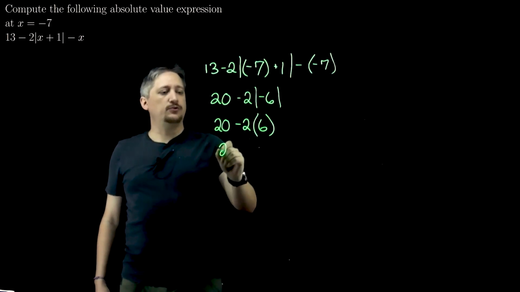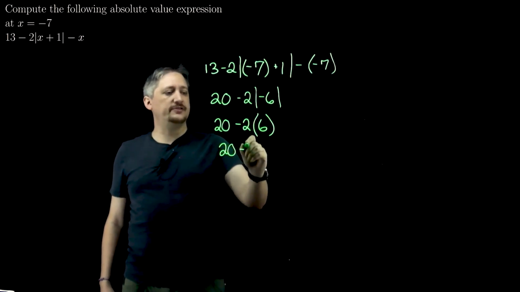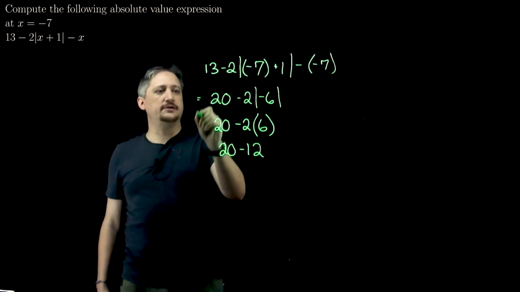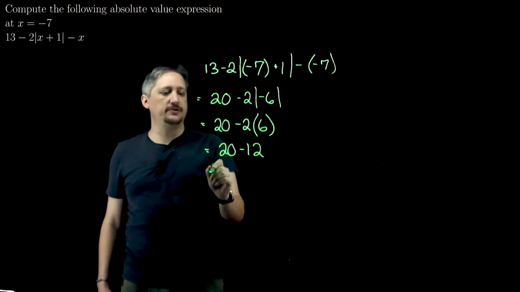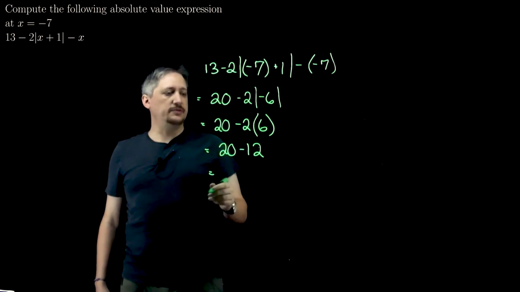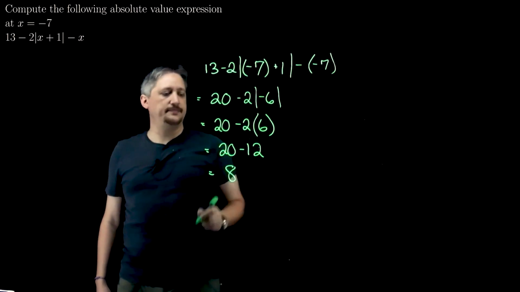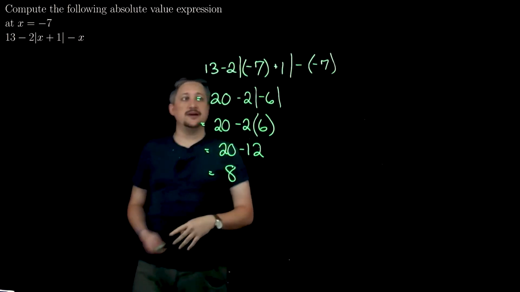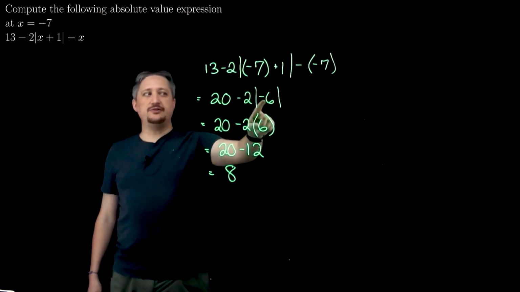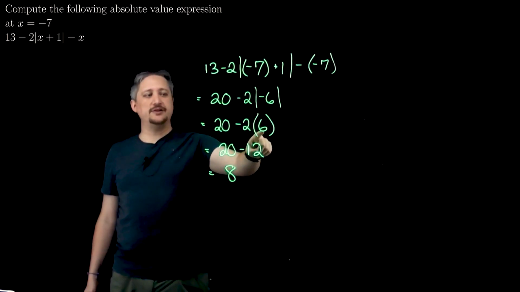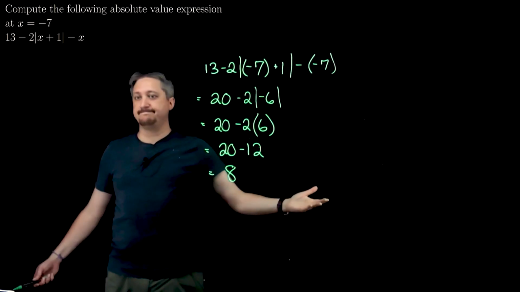So then I have 20 minus 2 times 6, which is 12. To be clear, these are all equal, not that I need to write it. And 20 minus 12 is 8. And that's it. So again, simplify everything until you get one number inside, and then you can apply the absolute value. You're making it positive, and then continue simplifying. That's it.